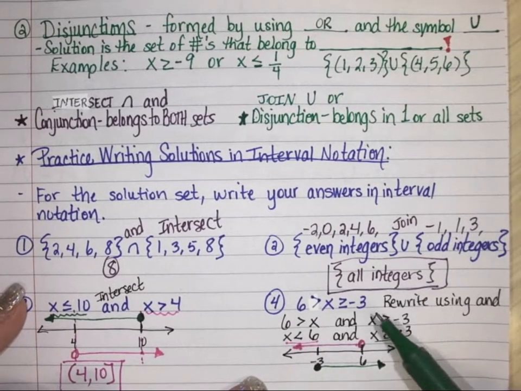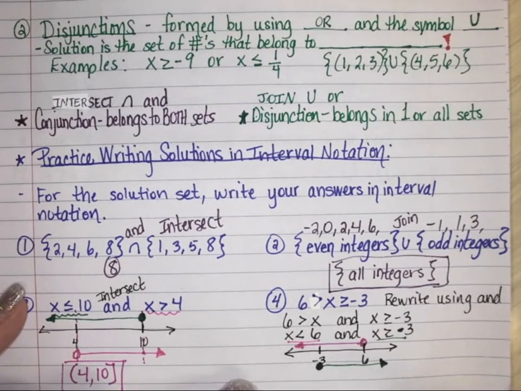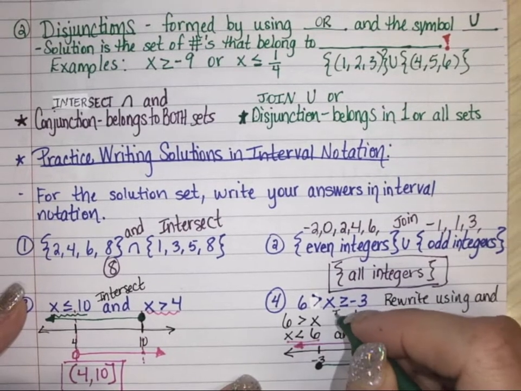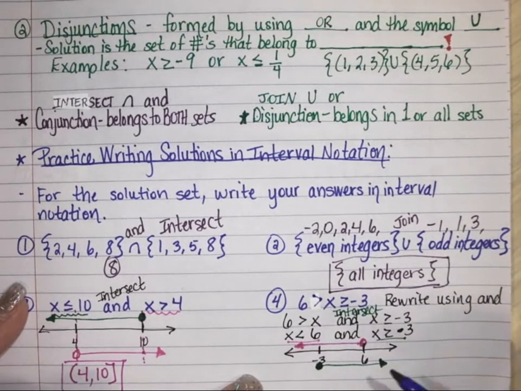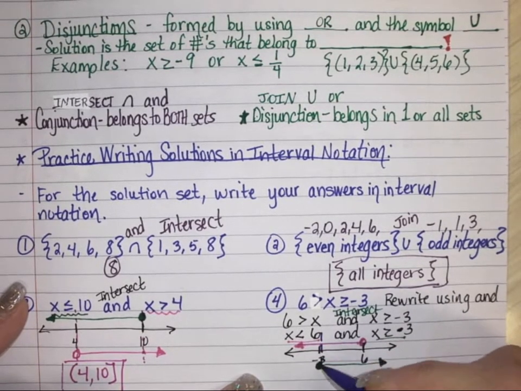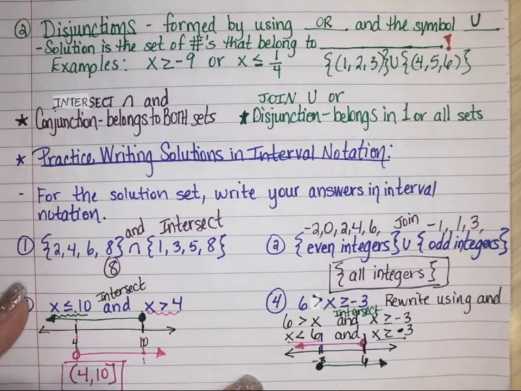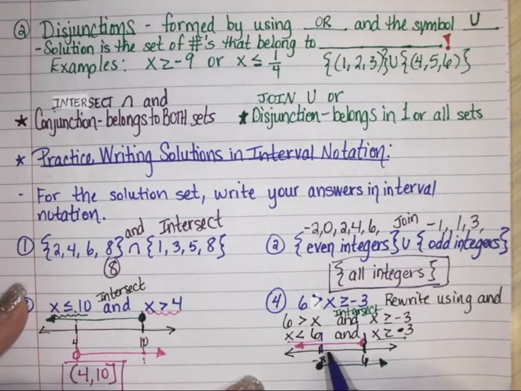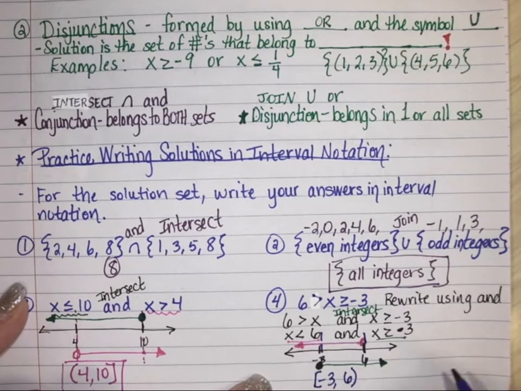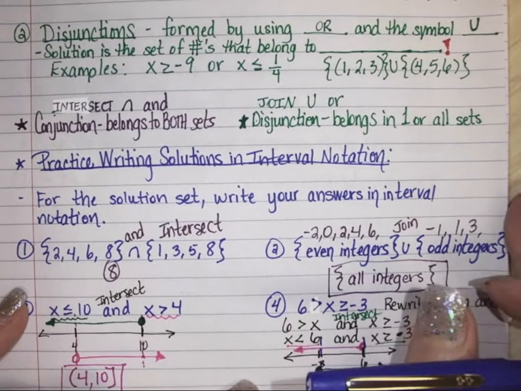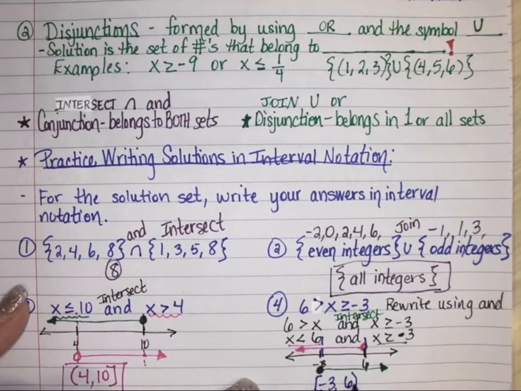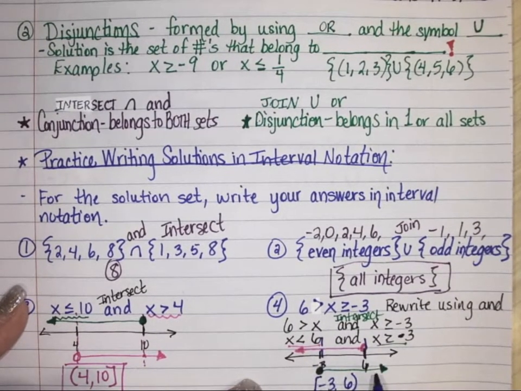And once again, we're only finding out where do they intersect because we're using and. So notice that the only place where these two solution sets start overlapping is from -3, and it is shaded on both of them, all the way to 6, and 6 is open here. So it gets a parenthesis. When you're using and, the numbers have to be included on both solutions or all solutions for it to get the bracket.